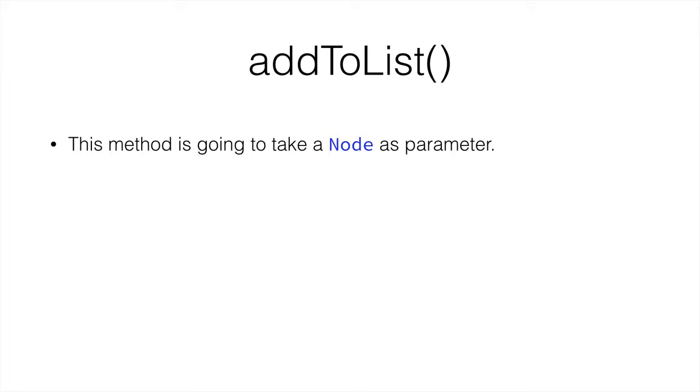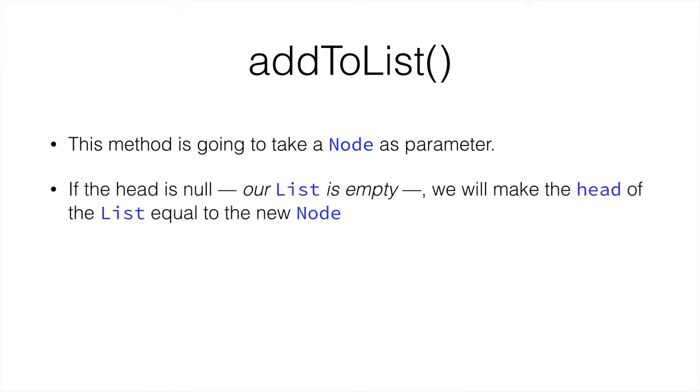And then it's going to do one of two things. If the head is null, this means our list is empty. We will make the head of the list, which is null, equal to the new node that we're adding. This, I think, makes sense because we don't have any items in the list, so we simply make the new node equal to the first item.